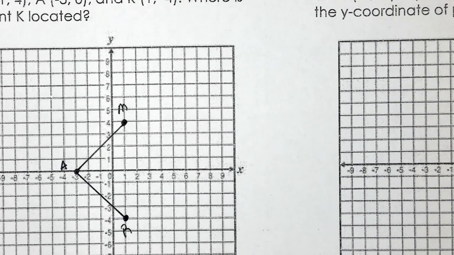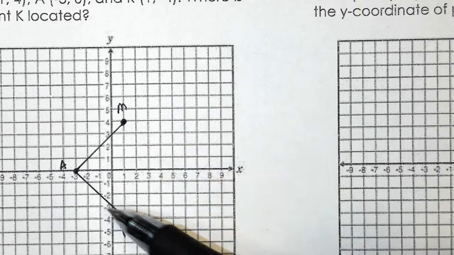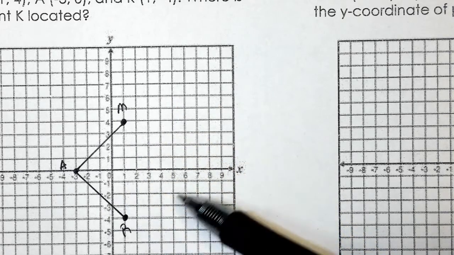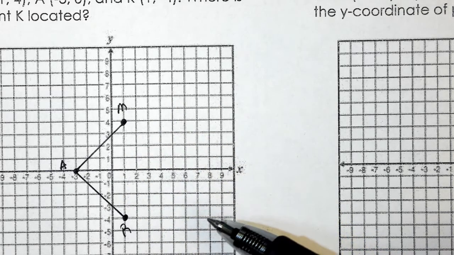Like I say, once you connect those first 3 points, it kind of becomes obvious where your fourth point should be at. You should be able to see it over here somewhere. To figure out where exactly it is, all you want to do is use slopes.